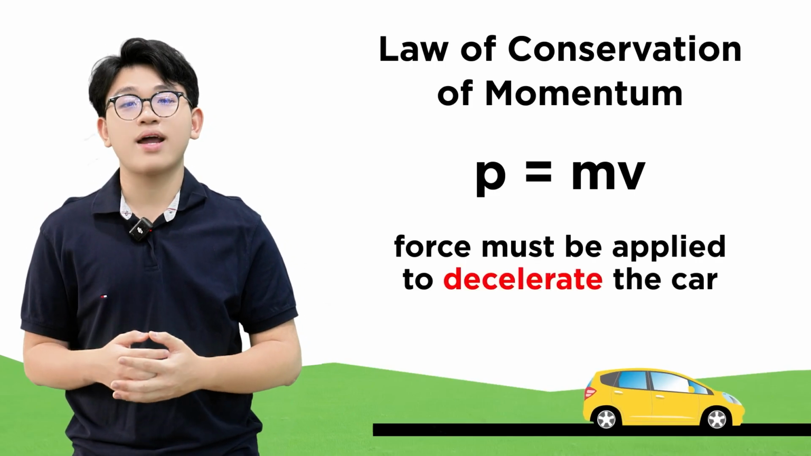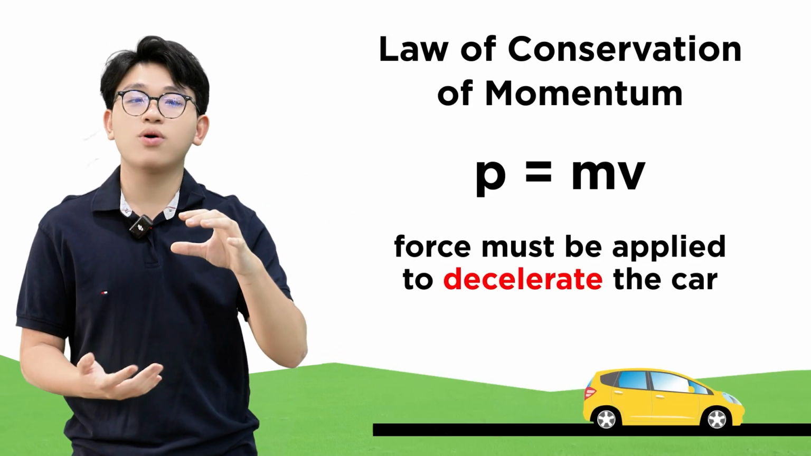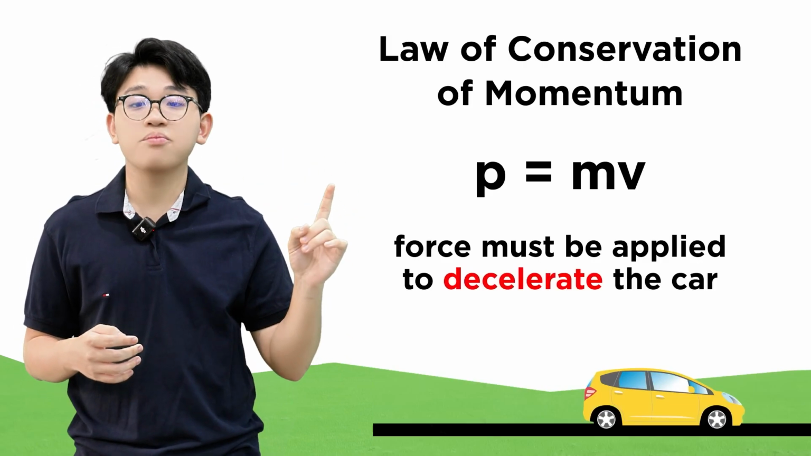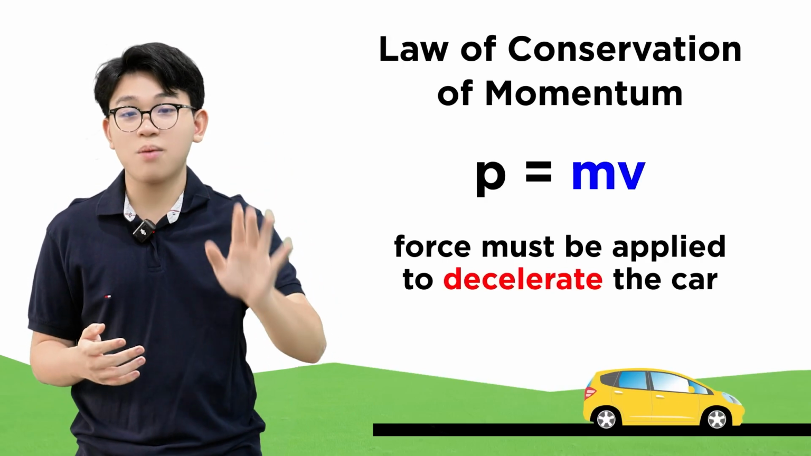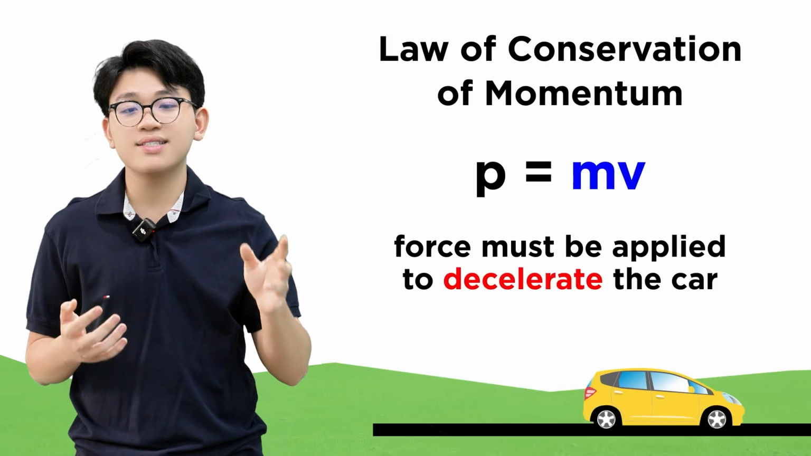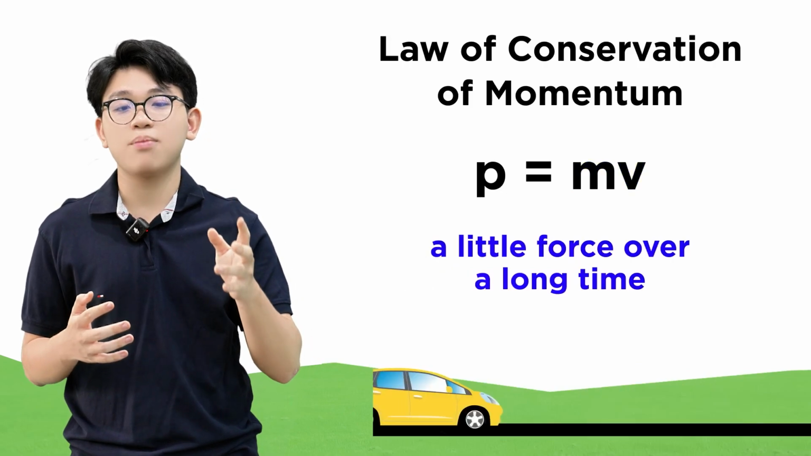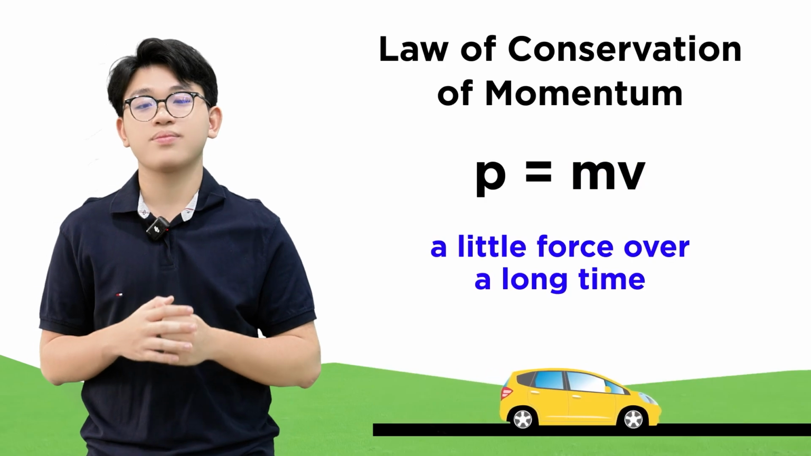Now, let's look at a car. When a car is moving, it has momentum equal to its mass times velocity. But what happens when you slam on the brakes to stop the car? The car skids a certain distance because it takes force applied over time to reduce its momentum to zero.